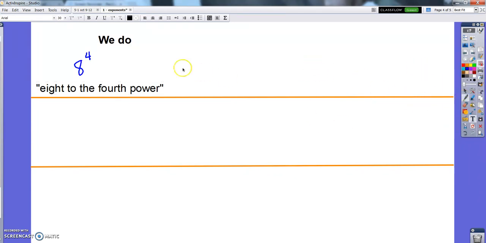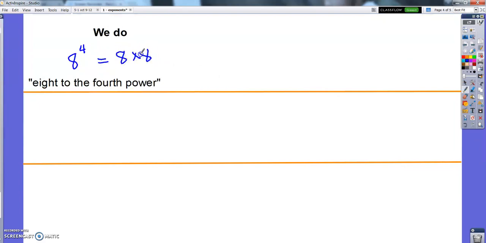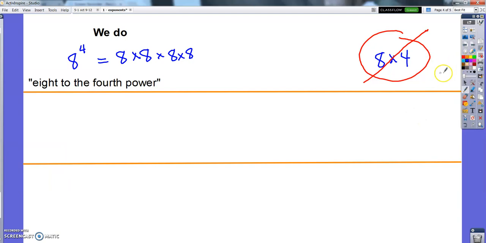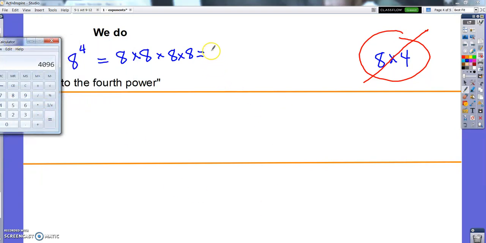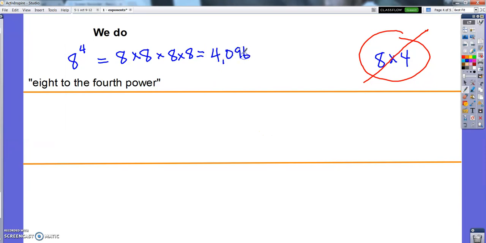8 to the 4th power is 8 times 8 times 8 times 8. Also, right off to the side, it is not 8 times 4. It is not. For whatever reason, that's just a really common mistake that gets made. It's 8 times 8 times 8 times 8. I'm just going to go fast on my calculator. 8 times 8 times 8 times 8 is 4,096. Nowhere close to 32, which is 8 times 4.